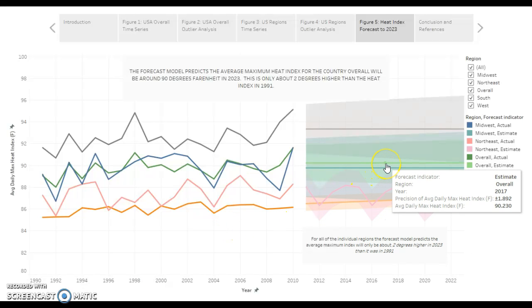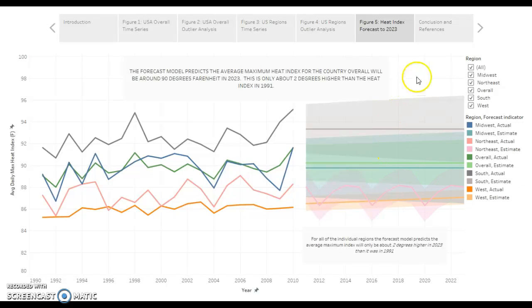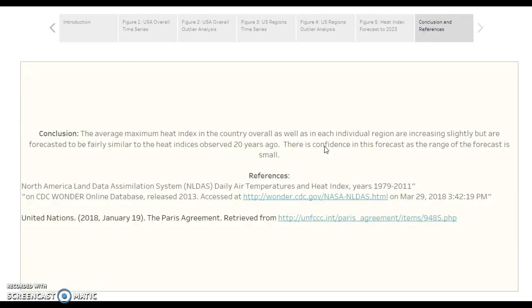And given that the precision of the forecast gives us a rather small range of possible future values, we're fairly confident with this forecast. So our overall conclusion of this analysis is that the temperature indicated by the heat index is going to stay rather similar to the values that we were seeing 20 years ago. If it changes, it's only going to be a slight increase.